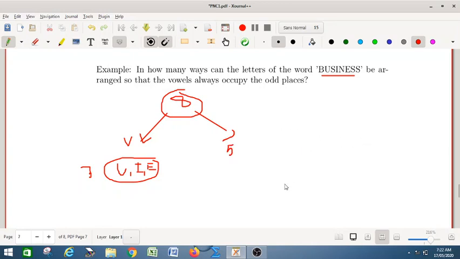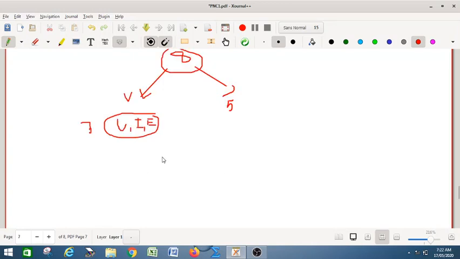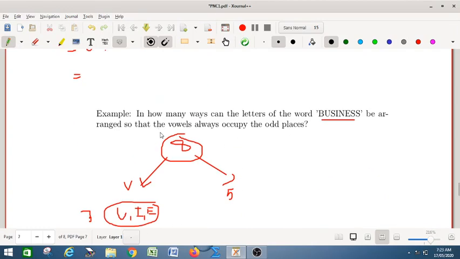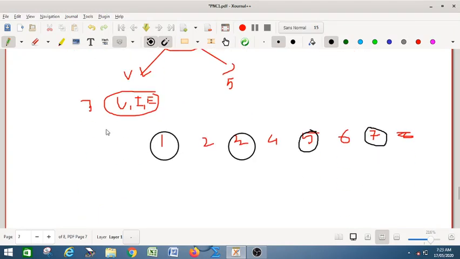So how many places do you have? You look at that, there are 1, 2, 3, 4, 5, 6, 7, 8. So there are 8 places. Now how many odd places are there? Odd places are 4: 1, 3, 5 and 7. So for 3 vowels, the restriction is that vowels always occupy the odd places. For 3 vowels you have 4 odd places. So how many ways can you fill up the positions? 4P3.